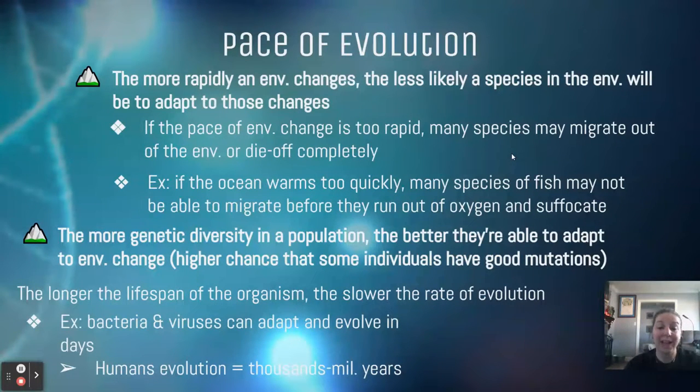So when we look at some examples, bacteria and viruses, for example, they can adapt and evolve in a matter of days because they reproduce so quickly. But humans, we do not reproduce quickly. So our evolutionary process takes thousands to millions of years to happen.